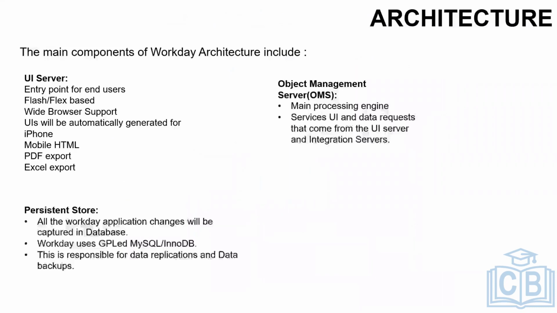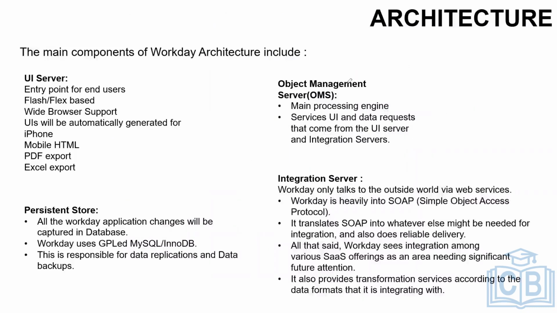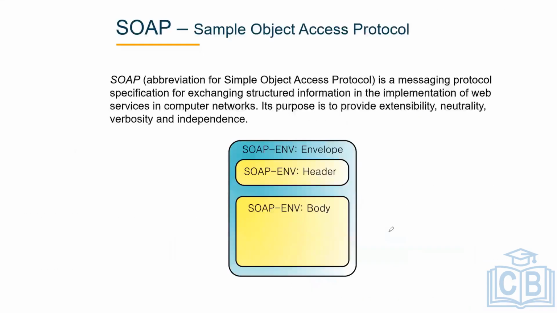Four main components: the UI server, the OMS engine, the integration server, and the persistent store. For all the integrations, Workday uses SOAP, based on XML and XSLT for transformation and data sync. This is how the SOAP envelope is set up. SOAP has the envelope, the header, and the body for each message.